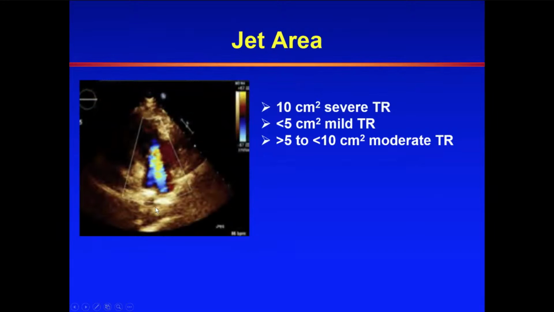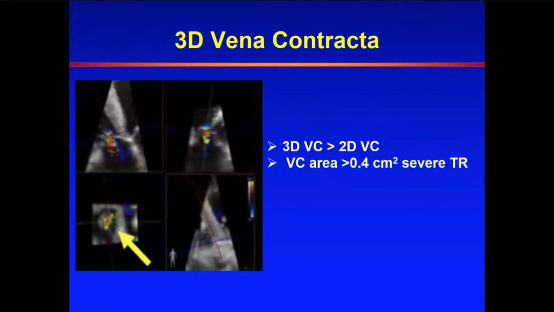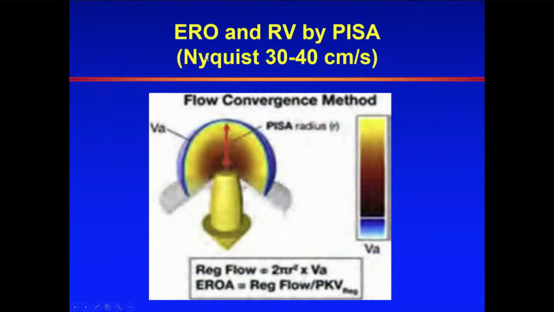Jet area is useful, and I will show you some recent data from our group looking at jet area. When you have a nice visualization, and particularly when the jet is central, it is a straightforward diagnosis. Less than 5 centimeters squared is considered mild, more than 10 severe, in between moderate. Vena contracta can be obtained by 3D. For experienced operators, probably useful. For day-to-day application, I would say more work is needed for that.